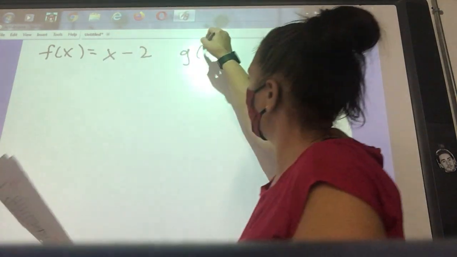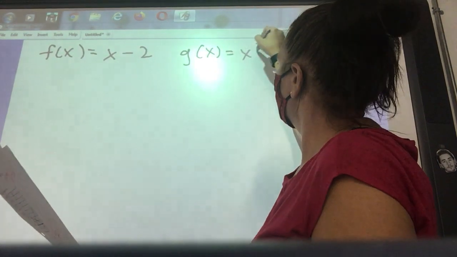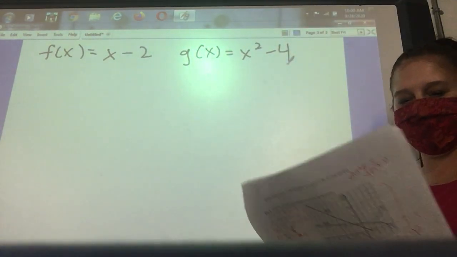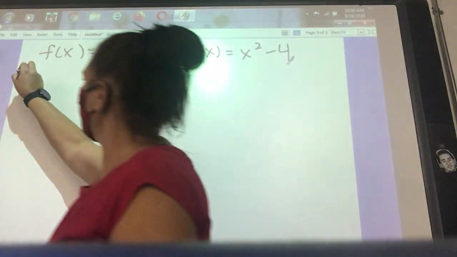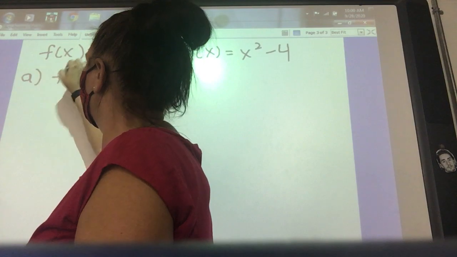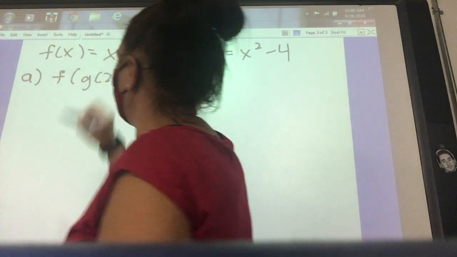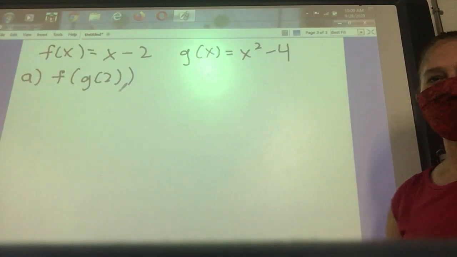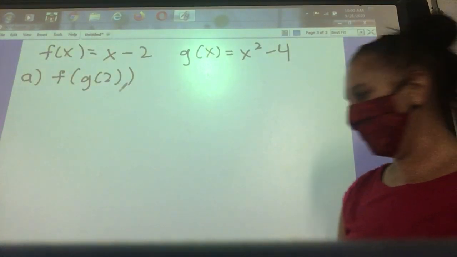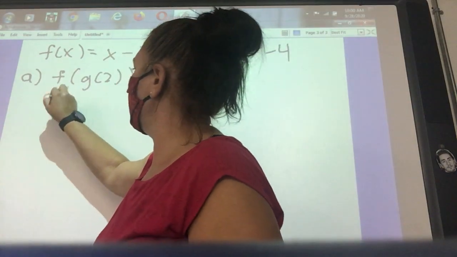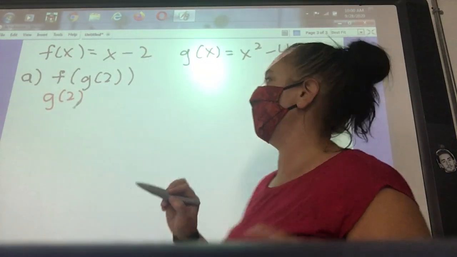And what's the g function? Okay, so we're doing the same thing, but now we're going to put numbers instead of letters. So the first one, Gerald, what's the question? We're going to evaluate f of g of 2. I'm going to break it down into 2 steps so I don't get communication errors. So you always start from the inside out. So first we solve for g of 2. You always work your way inside out.